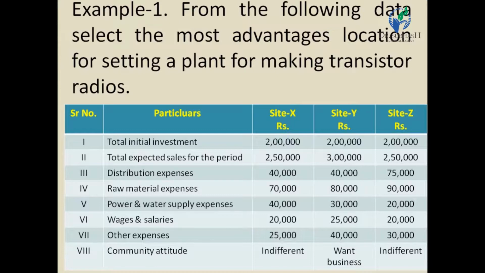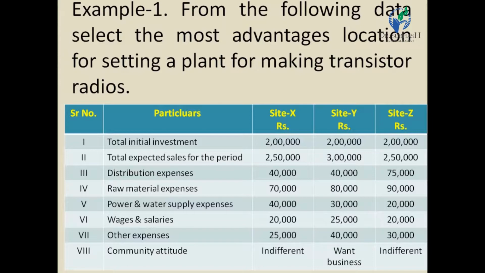6 is wages and salaries. In wages and salaries, for site X it is 20,000, for site Y it is 25,000, and for site Z it is 20,000. Seventh is other expenses. Other expenses means it can be in the form of insurance, stationery charges, quotation charges, telephone bills, etc. So other expenses, for site X it is 25,000, for site Y it is 40,000, site Z it is 30,000.